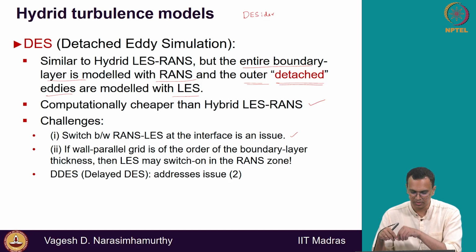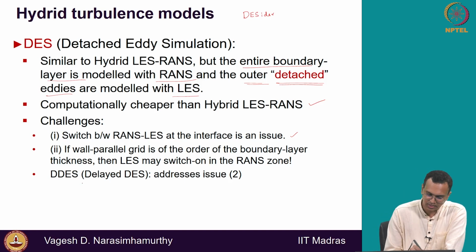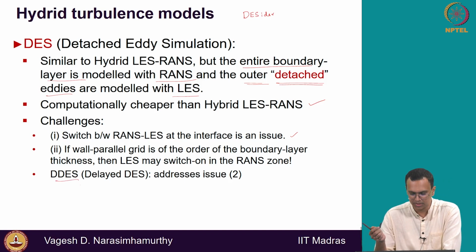You don't want that to happen, because the trick to switch often goes with the mesh size. There are many ways to implement it. If you are going to use a grid size or filter size here, then sometimes LES can switch on in a RANS zone, which is undesirable, and that is addressed in the so-called delayed detached eddy simulation. So I'll give a reference article for DES. You can go and see all the other details. It is just a basic introduction to this. This itself can be taught like half a course or something.